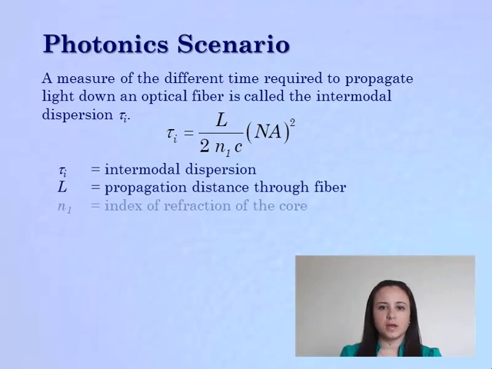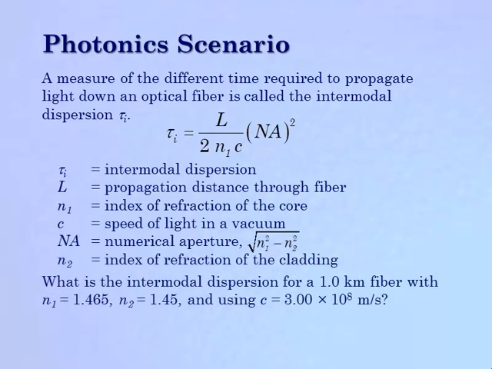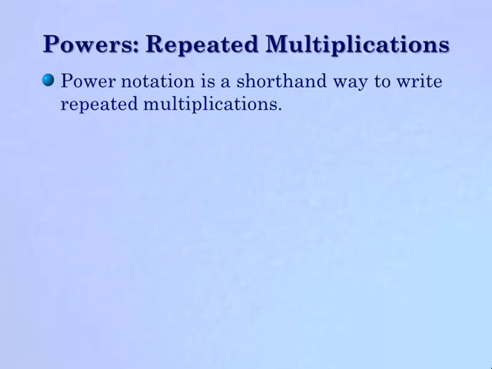Let's look at a typical scenario that a photonics technician may need to solve. A measure of the distance and time required to propagate light down an optical fiber is called the intermodal dispersion, tau sub I. And that's equal to L divided by 2 N1C times the numerical aperture squared. And the numerical aperture is the square root of N1 squared minus N2 squared. And you're asked to find out what is the intermodal dispersion for a 1 kilometer fiber with the two values of N1 and N2 given there and using the speed of light. So we'll come back to that after we review some of the skills necessary to complete that problem.